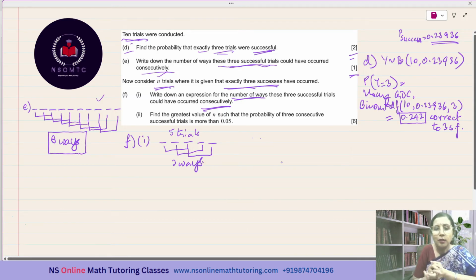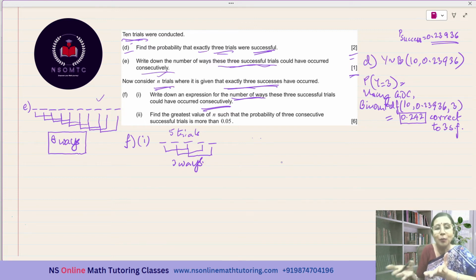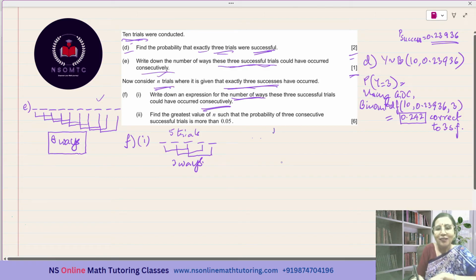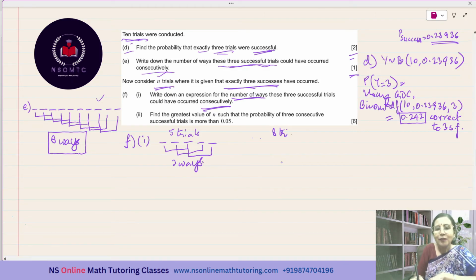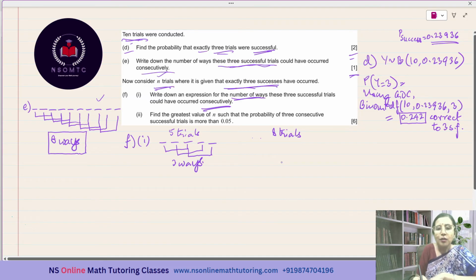Even now, if you are not confirmed, let me take 8 trials, because if I take 7, you'll be saying, why are you taking both of them as odd numbers of trials? Let me take 8 trials, okay? So it is 1, 2, 3, 4, 5, 6, 7, and 8. So 1, 2, 3, 4, 5, 6. Again, 8 minus 2. So 6 ways, okay?